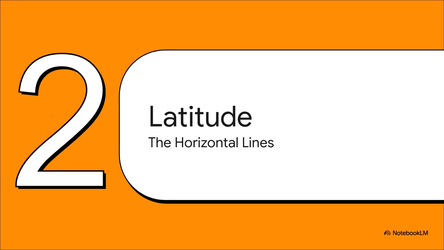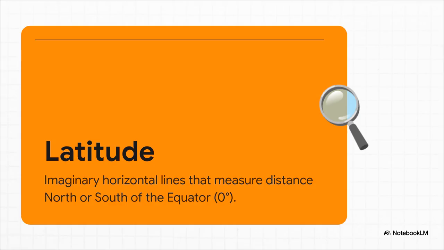All right, first up are the lines that run east to west. Picture them wrapping around the Earth like giant hula hoops. These are our lines of latitude. Now, here's the most important thing to get straight about latitude. Even though the lines themselves run east and west, their job is to measure how far north or south a place is from one single starting line. And that starting line, it's probably the most famous line of latitude on the planet.